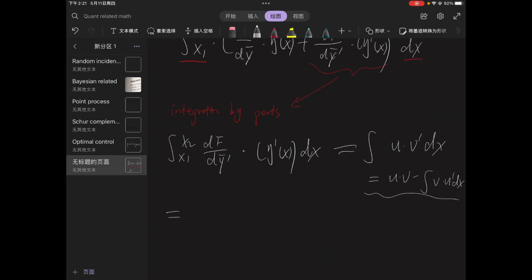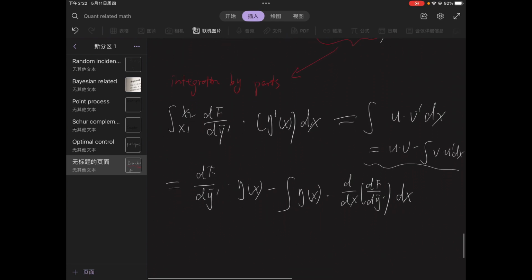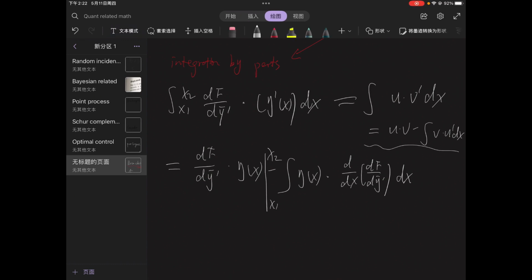So we write this as the corresponding real function, which is equal to ∂f/∂y' times v, and v is just the integral of this thing, so it's eta, minus the integral of v u'. v is eta times u', which is the derivative of this ∂f/∂y'. But then we evaluate this function at x1, x2. We know eta evaluated at x1 and x2 is equal to 0, so this term will go to 0. And what's left is the integral from x1 to x2 of this eta of x times this derivative.